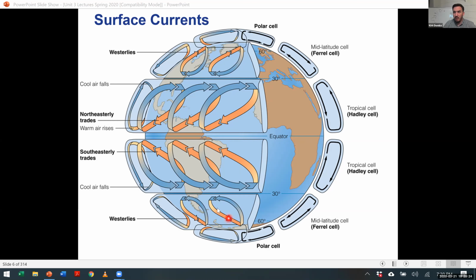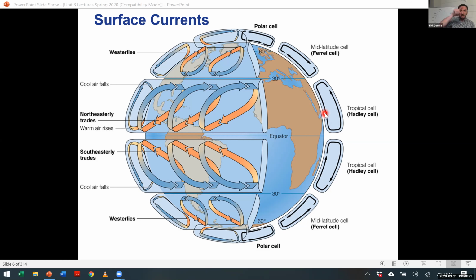And the westerlies, they are the surface winds of the Ferrel cells, which run from about 30 to 60 degrees south of the equator and 30 to 60 degrees north of the equator. What I want you to note is that we're only looking at the orange arrows. I do not care about the blue arrows, just the orange arrows, just the surface winds of the Hadley cell.